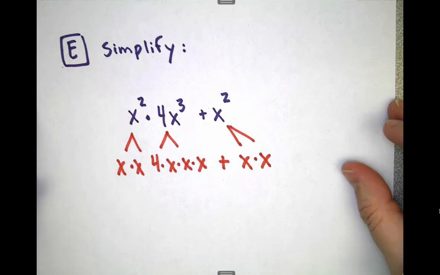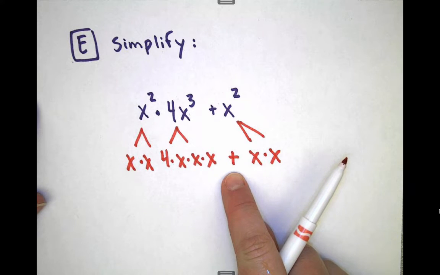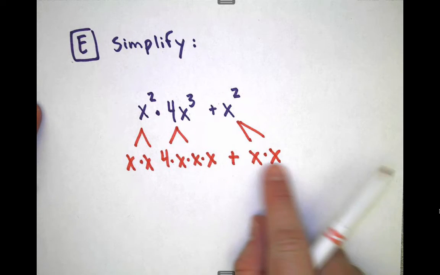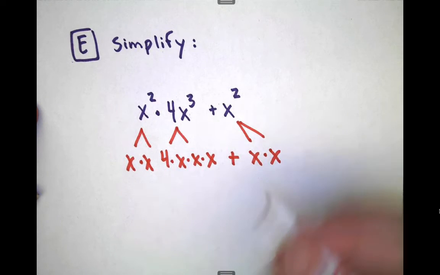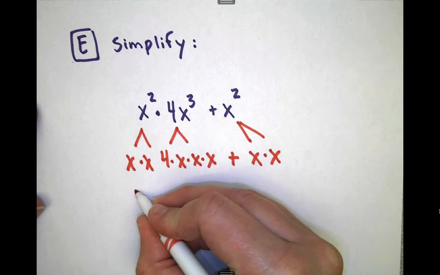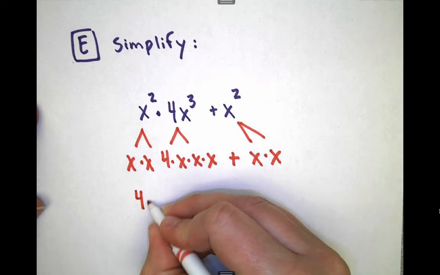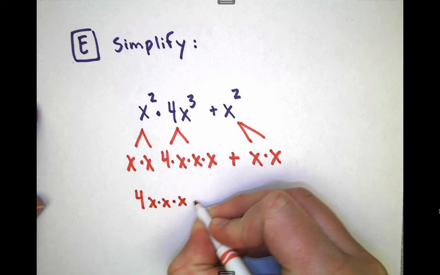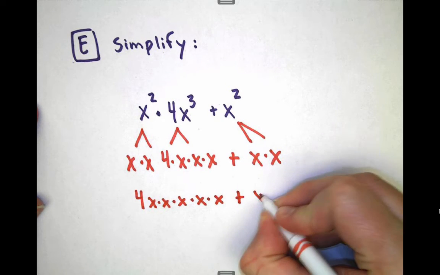Now, here's the thing. This is the first problem we've had an addition sign in. And so you have to be pretty dang careful when that shows up because I cannot just throw all these x's together. These ones that are being multiplied, I can definitely clean up. So like the 4, I'm going to put in front. I see 1, 2, 3, 4, 5 x's. X times x times x times x times x. And then over here, I see plus x times x.